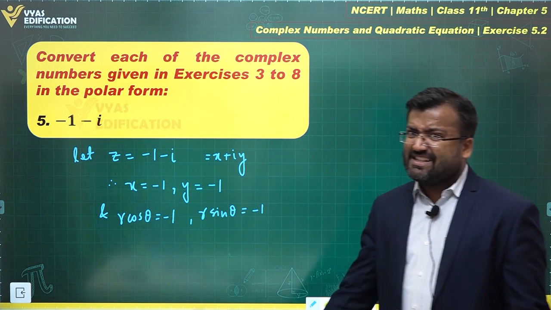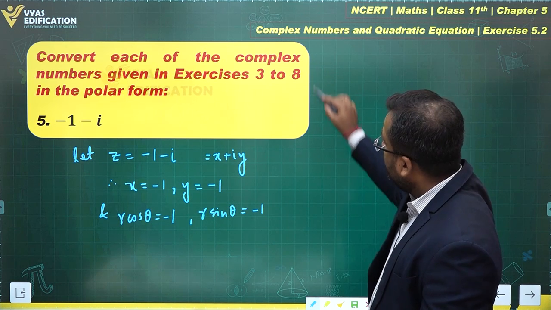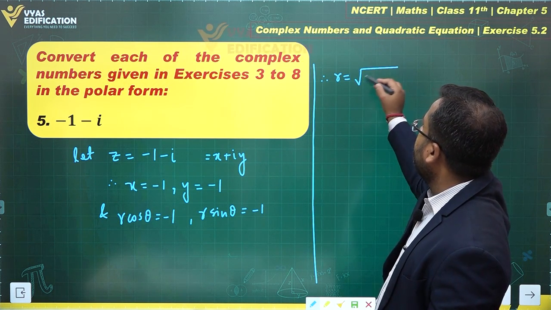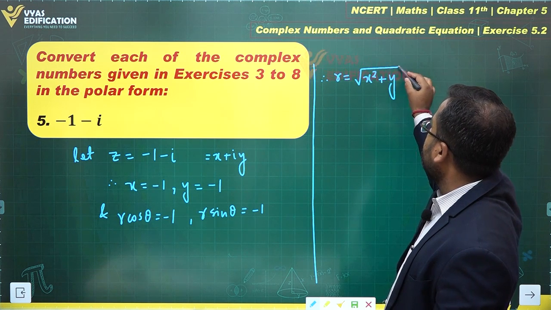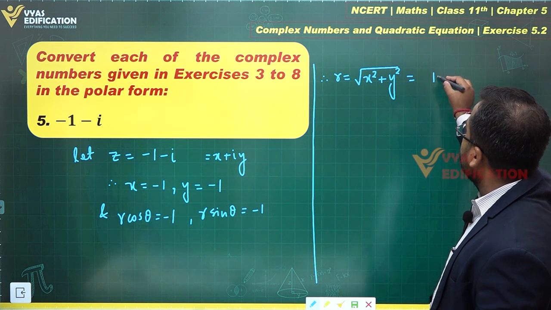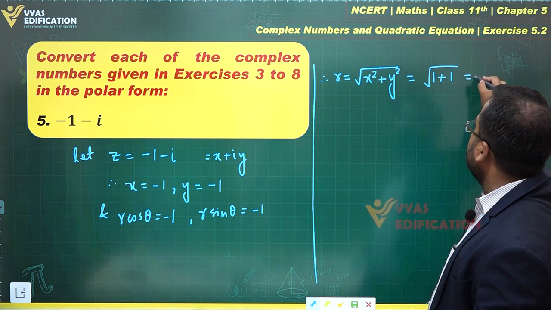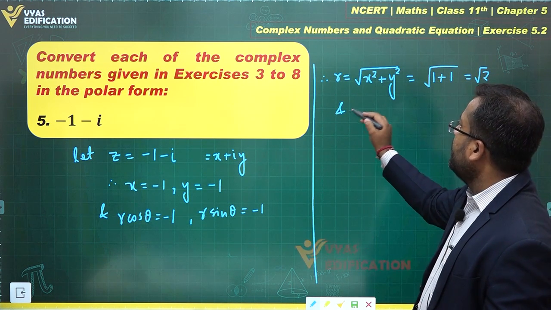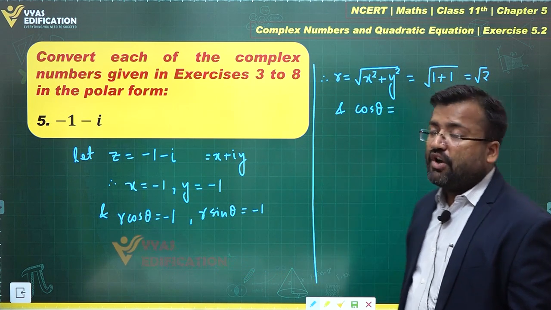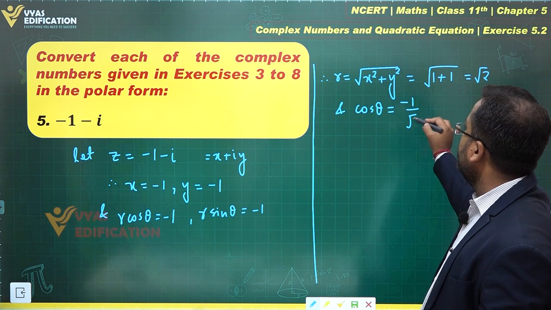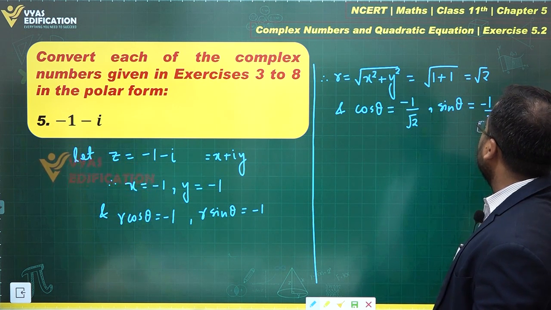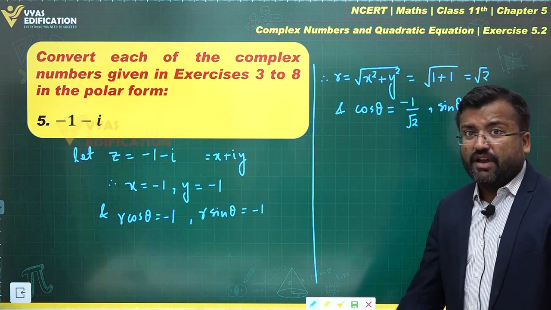Why is it r sin theta? Because x is r cos theta. On the basis of this, r is equal to under root of x square plus y square. And therefore, you can calculate the value of r, which is under root of minus 1 square plus minus 1 square, which is root 2. And cos theta becomes equal to what? Cos theta is minus 1 upon r, which is minus 1 by root 2. Sin theta is again minus 1 by root 2, as you can observe from here.